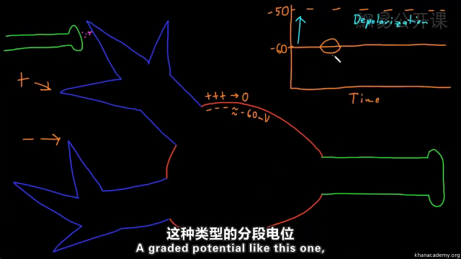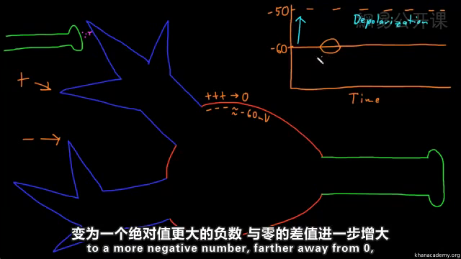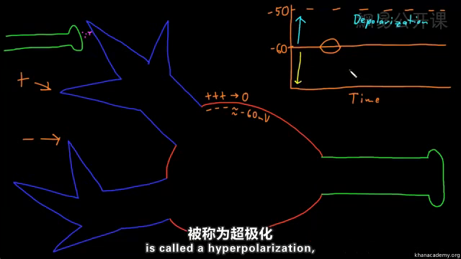A graded potential like this one that moves the membrane potential to a more negative number, farther away from 0, is called a hyperpolarization.